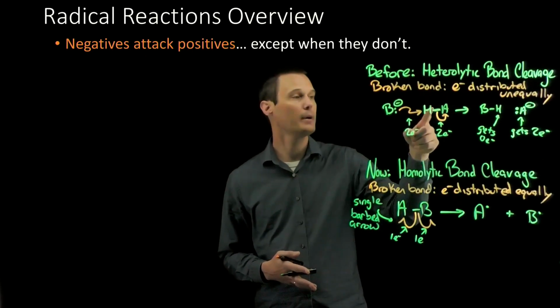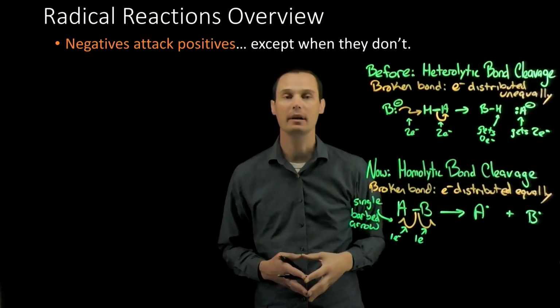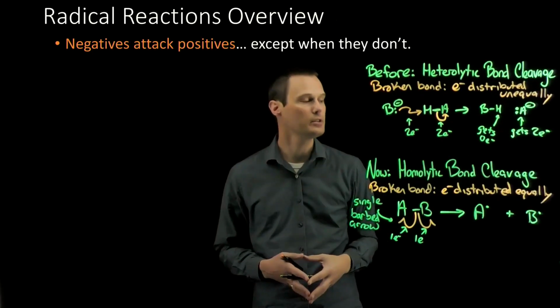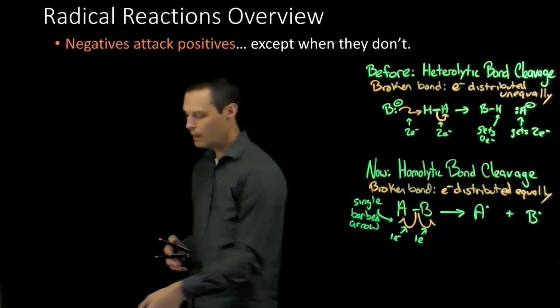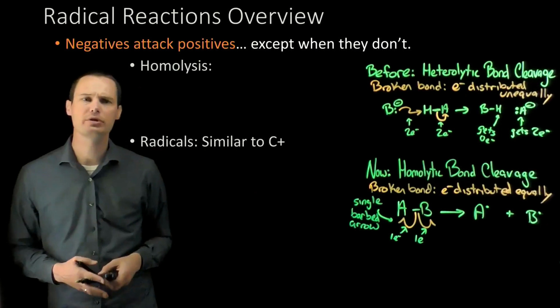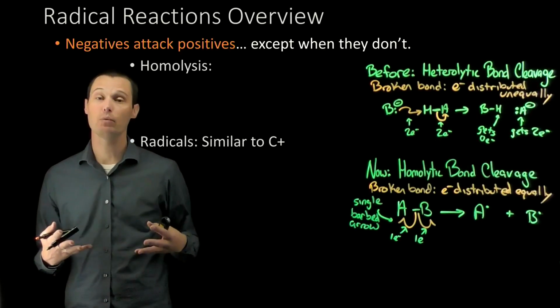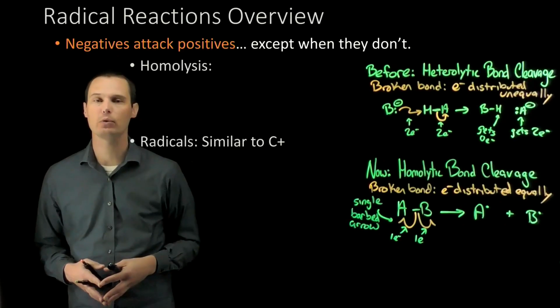This is different from heterolytic bond cleavage, where both of the electrons went with one of the atoms. Here, one electron each goes with each of the atoms. The electrons are distributed equally. Let's look at some notes about radicals, radical reactions, homolytic bond cleavage, and what we need to know for the rest of these radical reactions.